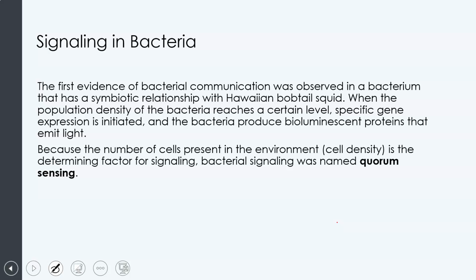In bacteria, the first evidence of bacterial communication was observed in a bacterium that has a symbiotic relationship. That means it lives in a close association with the Hawaiian bobtail squid. When the population density of the bacteria reaches a certain level, specific gene expression is initiated, and the bacteria produce bioluminescent proteins that emit light. Because the number of cells present in the environment, that's basically what cell density is, is the determining factor for signaling, bacterial signaling was named quorum sensing.